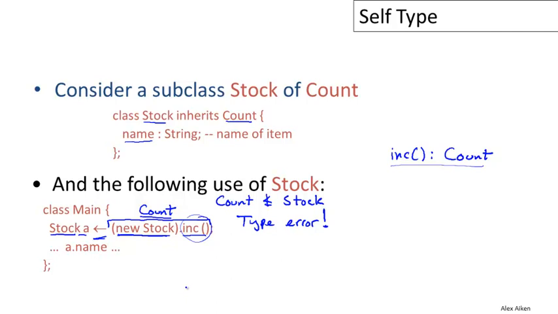And you can see that this is actually a serious problem because it's made the inheritance of the increment method pretty useless. I can define new subclasses of Stock, but I can never use the increment method on them, at least not without getting back something of the parent type. So the inheritance of the increment method is not as useful as one might have hoped.